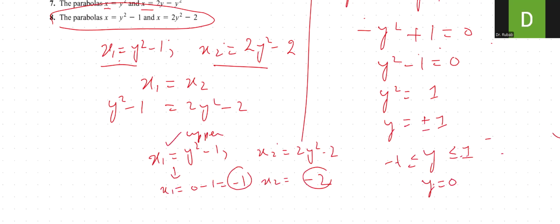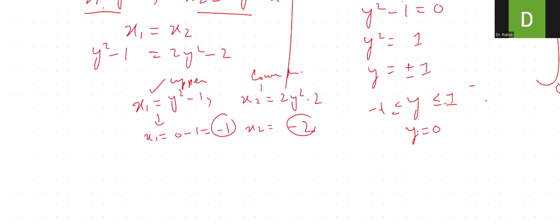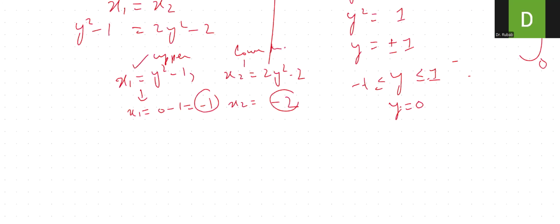Now I make the integral. y is from minus 1 to 1, and this is the upper limit and this is the lower limit. This is dx dy.